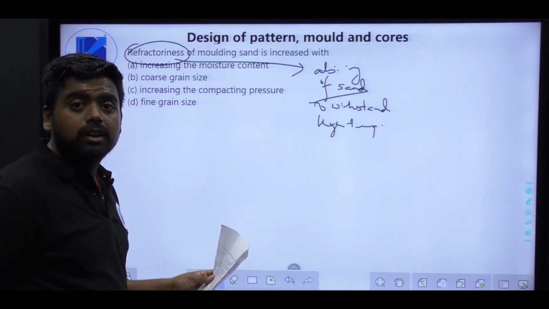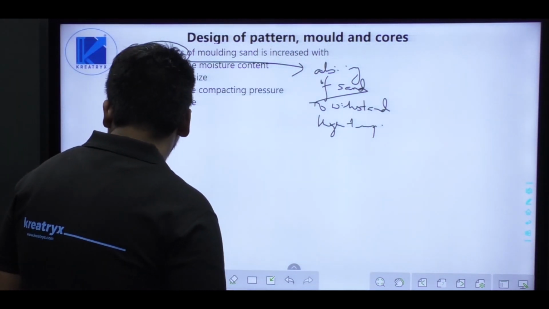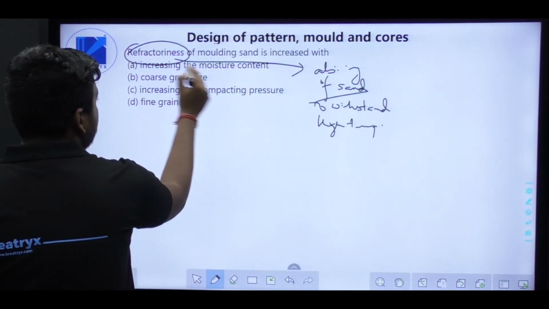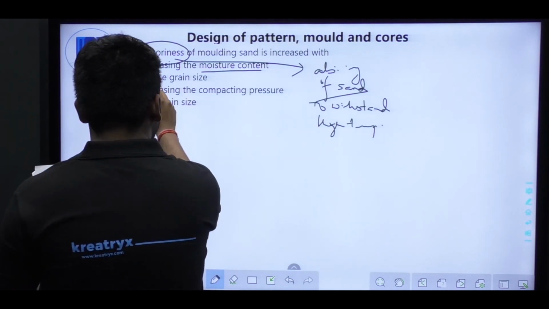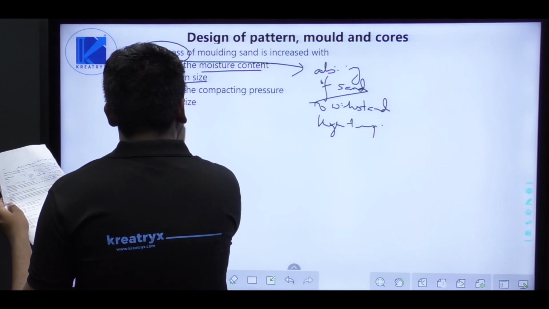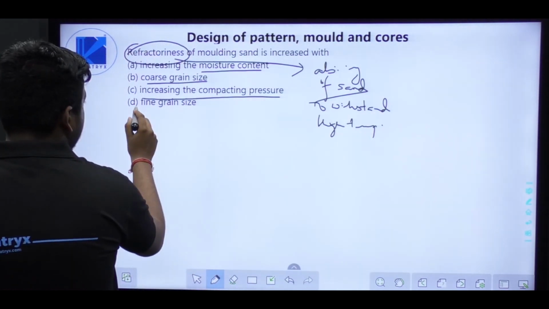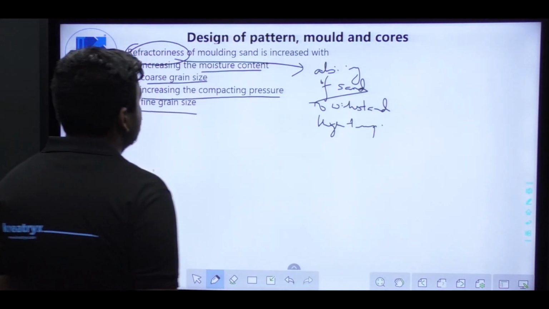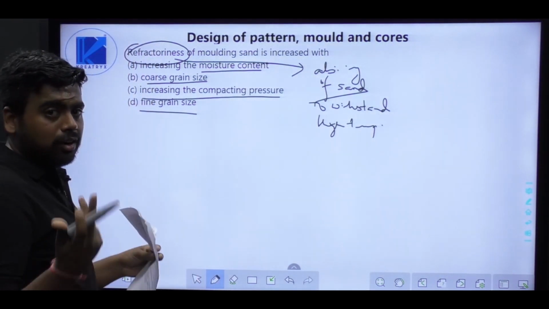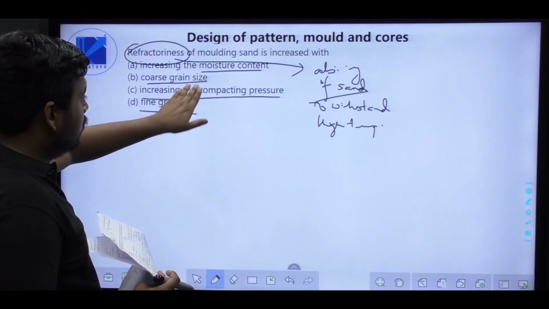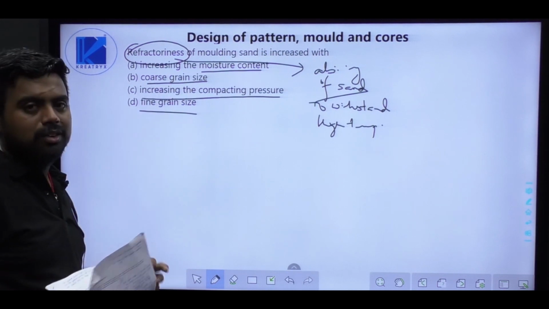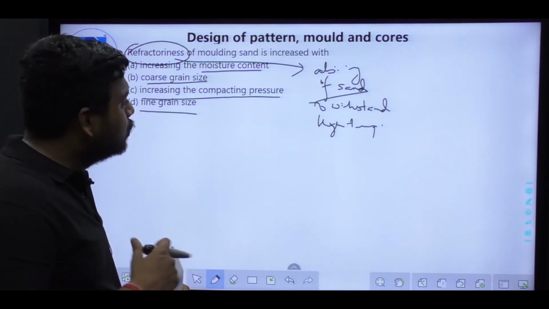So how can we increase the refractoriness of molding sand? Basically, what they have given as options are increasing the moisture content, coarse grain size, and again they are saying increasing the compacting pressure and fine grain size. If you look at the questions very carefully, you can be smart and conclude that if they are giving coarse grain size and fine grain size, it means either one of them is the answer, because they are trying to confuse you.